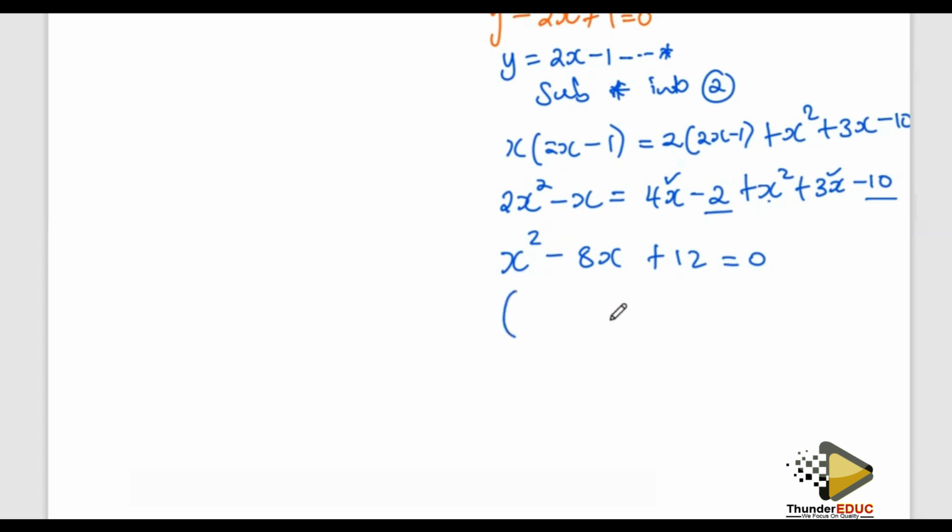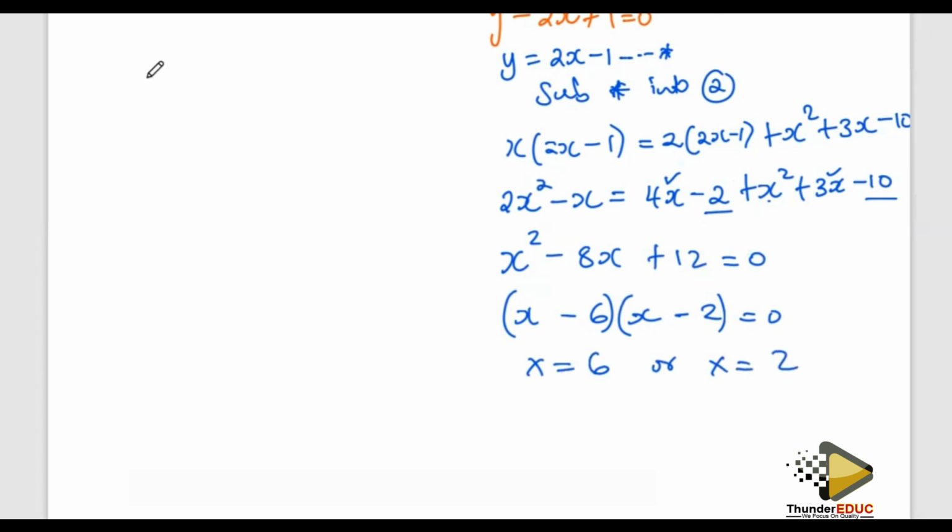I would prefer using the brackets because it's quicker for me, but you can still use the quadratic formula. So that's x and x. The two numbers will be 6 and 2. Both of them should be negative. So either x is 6 or x is 2.